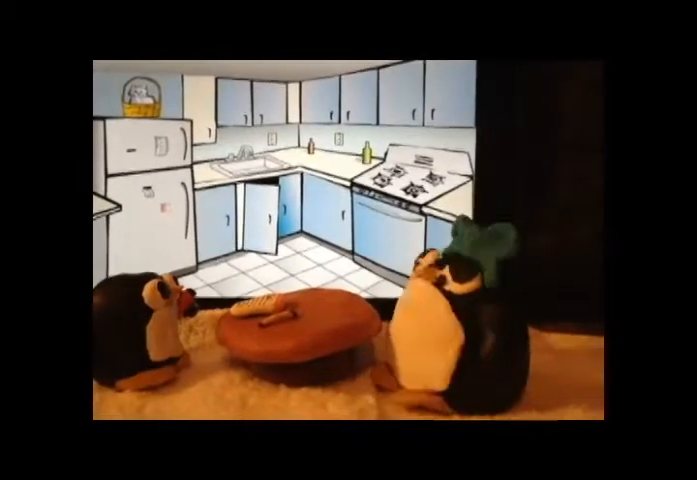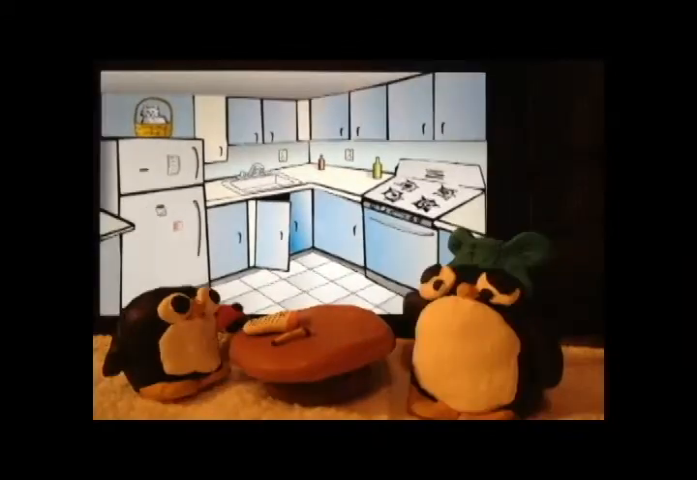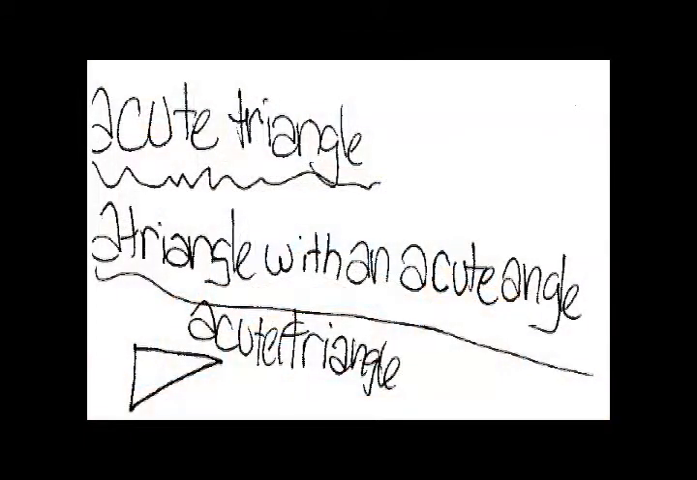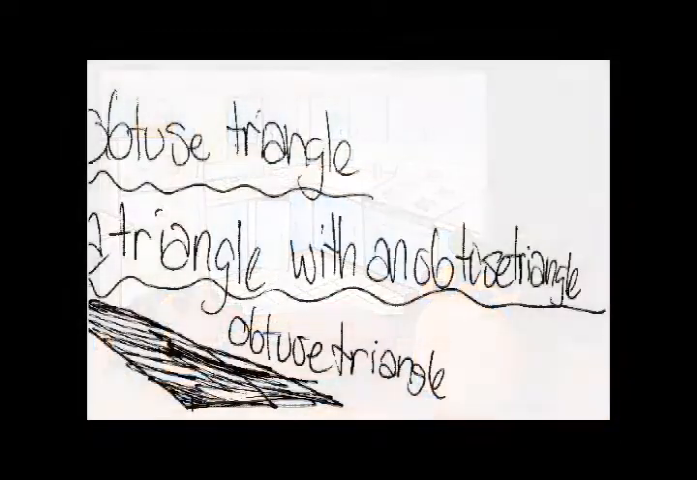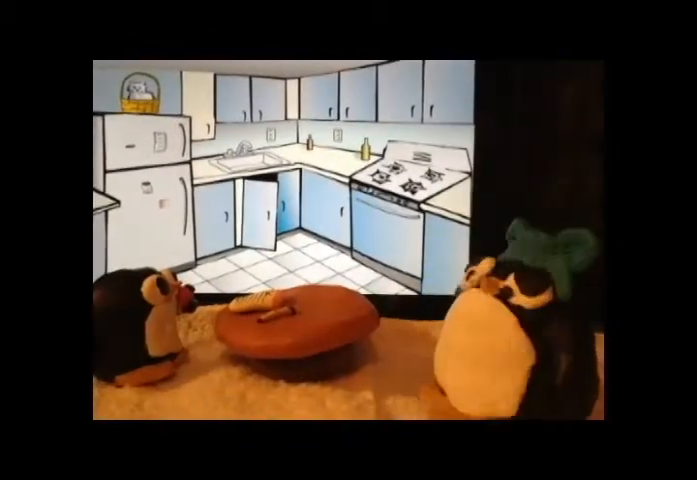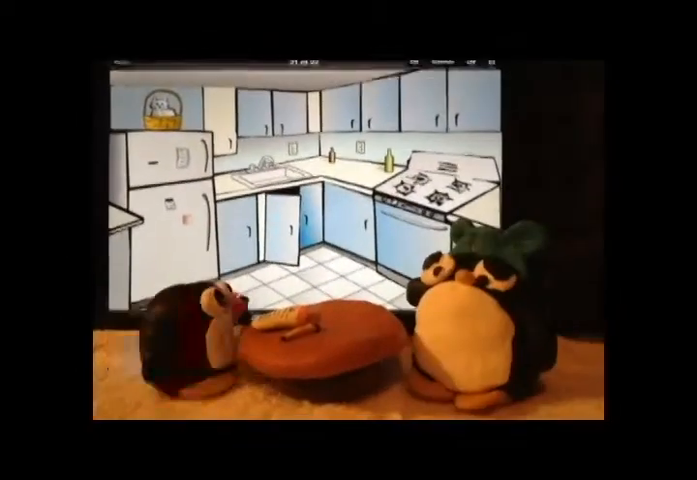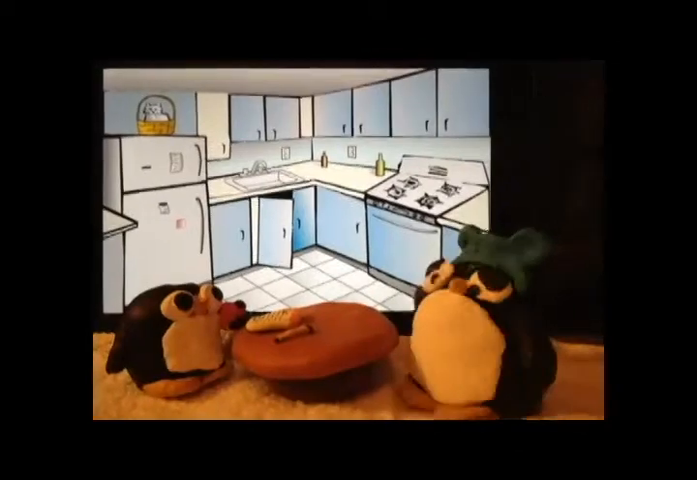An acute triangle is a triangle with an acute angle, like this. An obtuse angle is an angle more than 90 degrees, like this. What's a parallelogram, a trapezoid, a rectangle, a rhombus, a square, and a generalization?